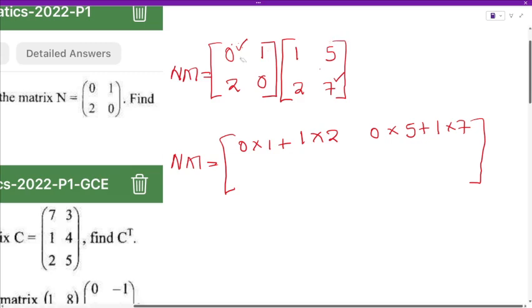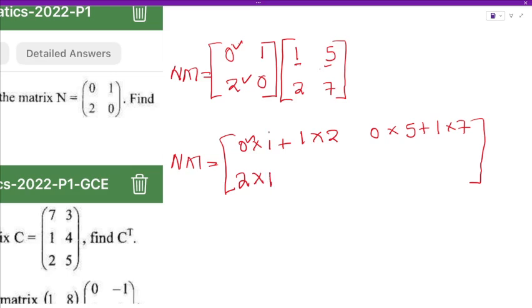At this point, this is a shortcut I was talking about. Instead of going to the bottom row and multiplying 2 times 1 plus 0 times 2, and again 2 times 5 plus 0 times 7, this is what you can do to simplify things. Simply check each column in your first matrix. This is 0, 2. Just say 0, 2 times the same value being multiplied with up here, plus. You go to the second column. This is 1, 0. So you have 1, 0 down here times the same value being multiplied with up there.